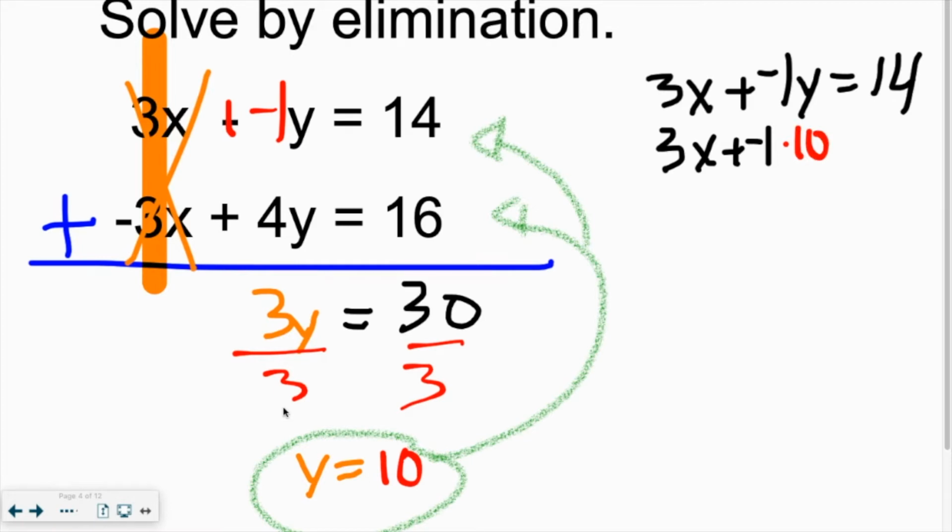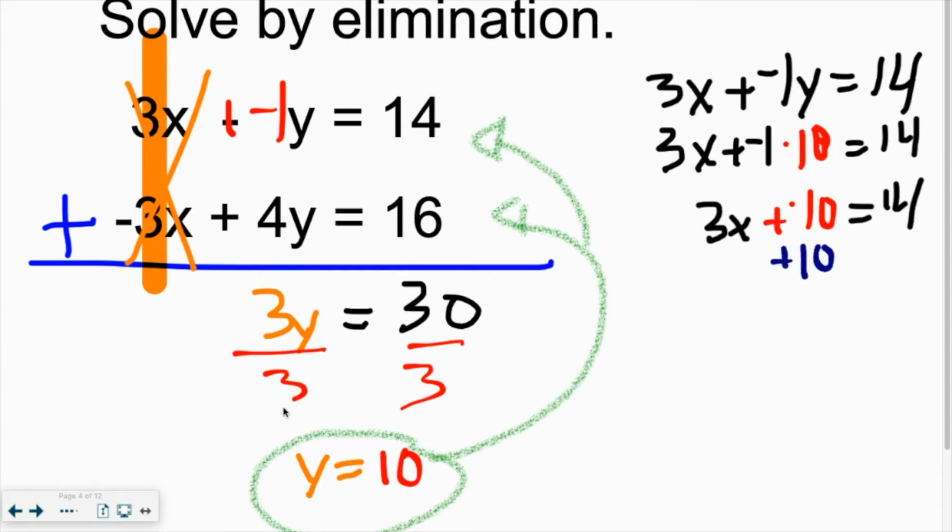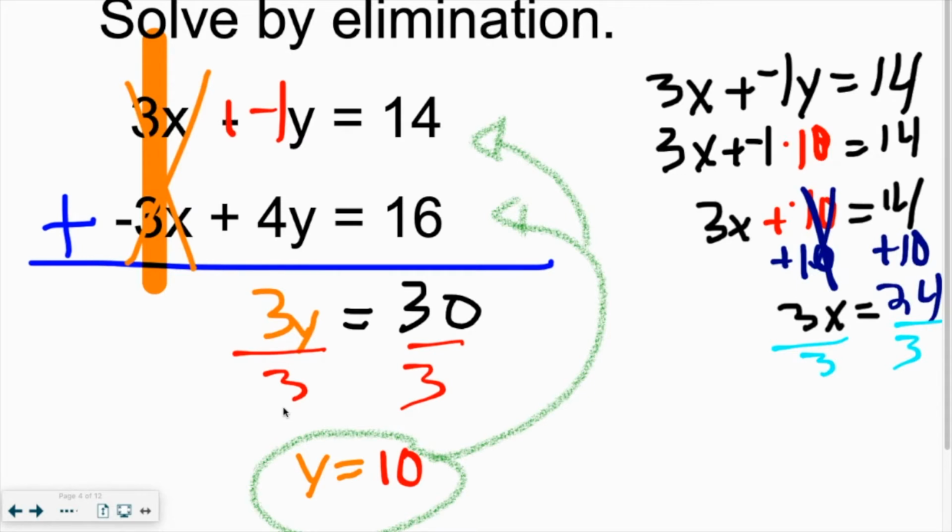Plug that in, whether you want to put a times sign or parentheses, as per usual, the choice is yours. I usually just stick with a times sign, as you'll have seen in class. And then we've got equals 14. Simplify down, so I got 3x. Careful, that's plus a -10 equals 14. From there, solve again by adding the opposite. So I'm going to add a positive 10 because then those guys cancel. I'm left with 3x equals 24. Divide both sides by 3. And you have x equals 8.